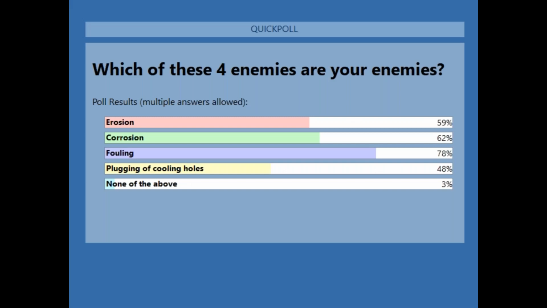So the results are in, and looking at the results, people have more than one problem, because obviously we're getting percentages that are more than 100. So some of the audience have clicked more than one thing, but kind of as you thought, Tom, fouling is an issue, but the rest of the other three enemies are equally distributed. So across the board, these are common issues with respect to the audience we have today.